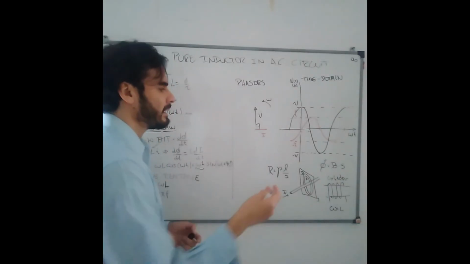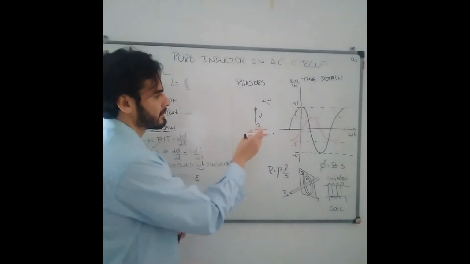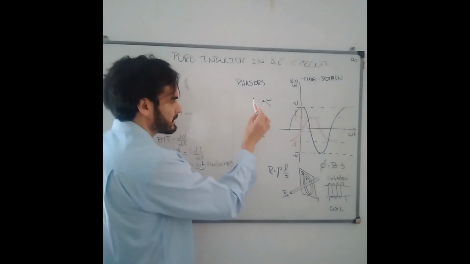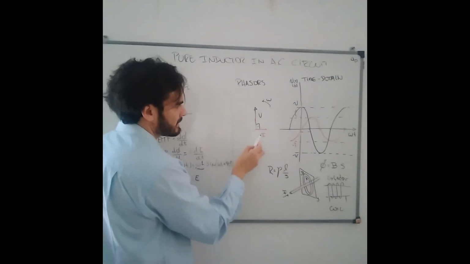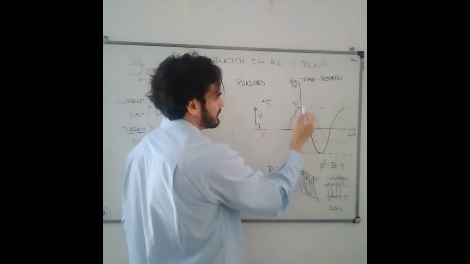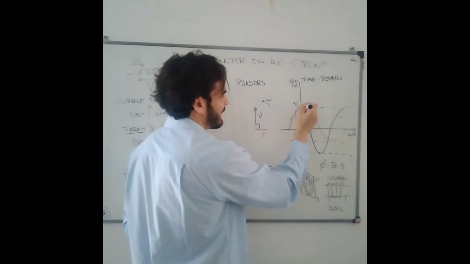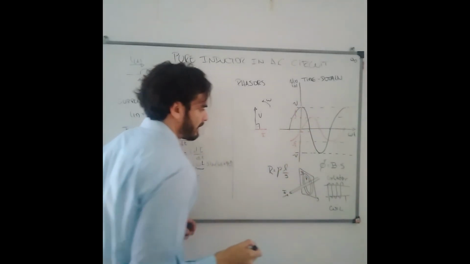But to simplify our study, in this graph, we can see the voltage leads current by 90 degrees. In the same way, we can see the same in the time domain. When the voltage has the peak value, our current is zero.